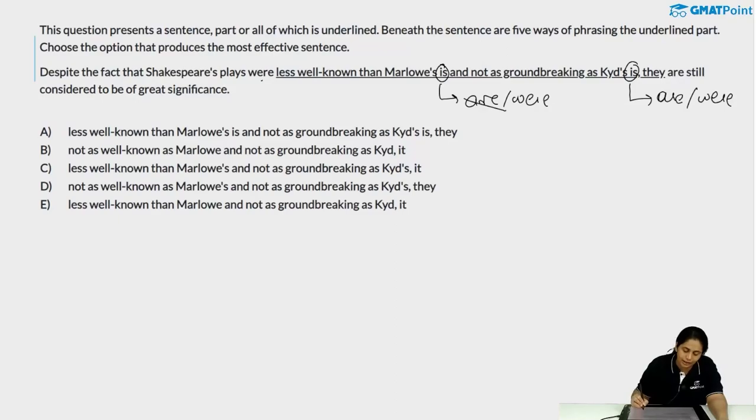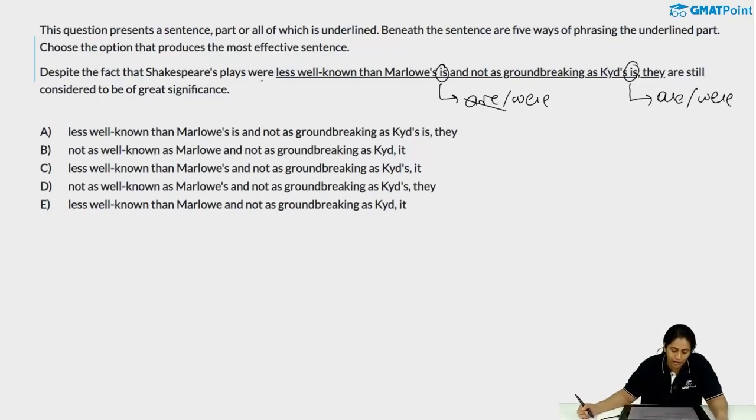"They are still considered to be of great significance" is fine. But essentially it should not be "is", firstly. Another thing is that we have to compare plays with plays. We can't compare plays with playwrights. So you have to compare Shakespeare's plays with Marlowe's and with Kyd's as such. So let us take a look at the options.